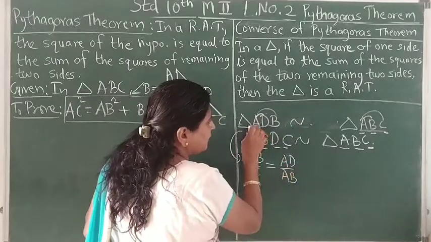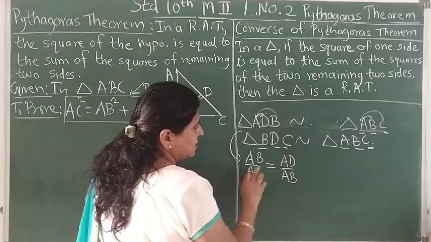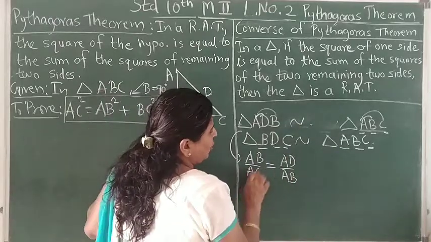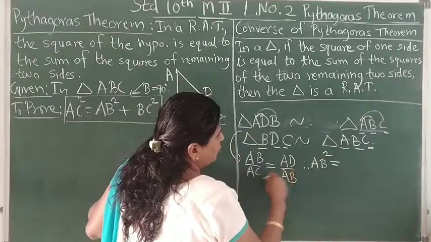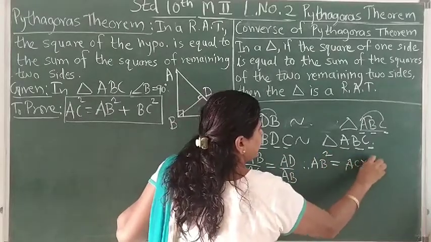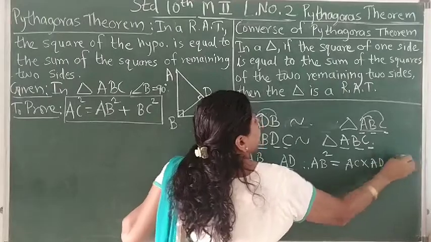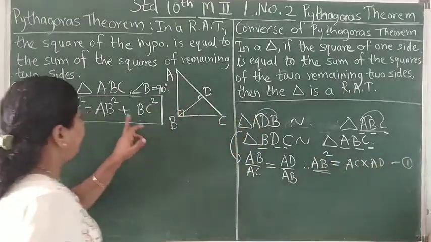So from these two similar triangles, these are the corresponding sides, and by cross multiplication we get AB square. AB square is equal to what? AC into AD. So this can be our first statement, and we have got the value of AB square.